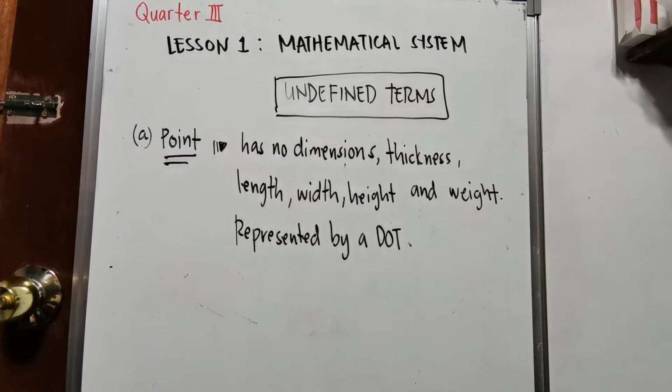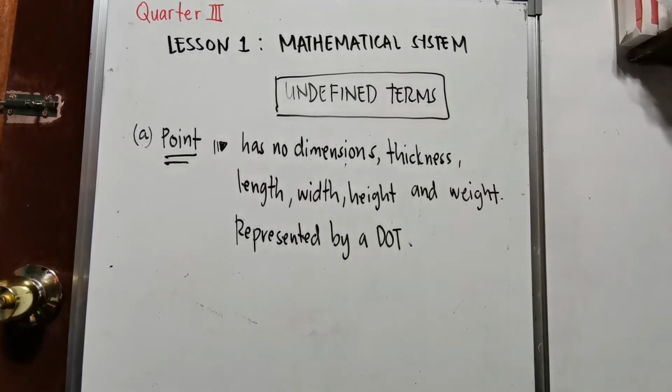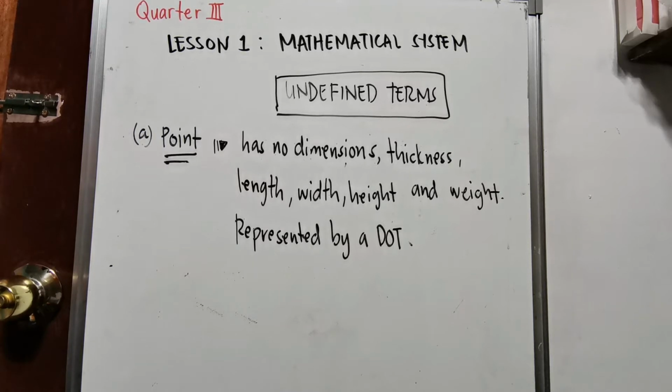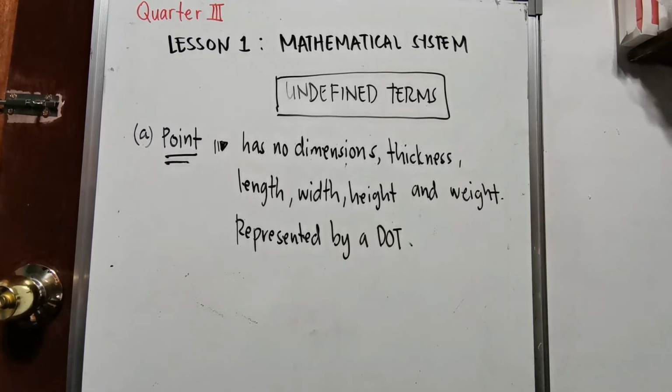So, the first example of undefined terms is point. When we say point, it has no dimensions, thickness, length, width, height, and weight. And it is represented by a dot.